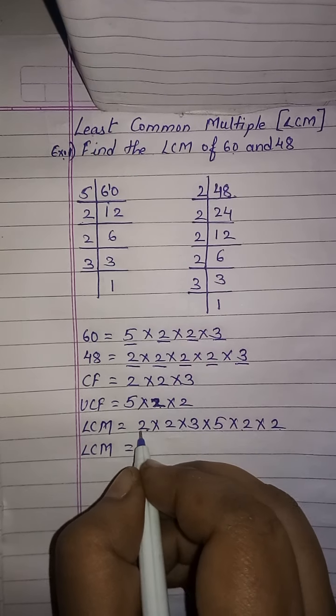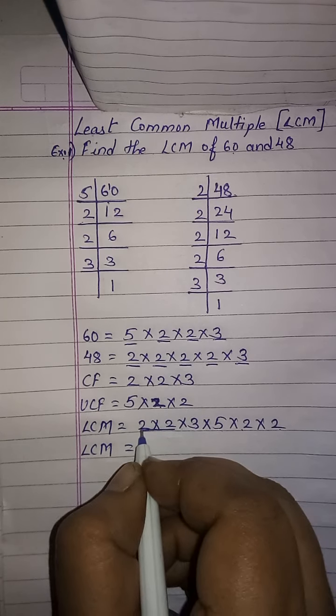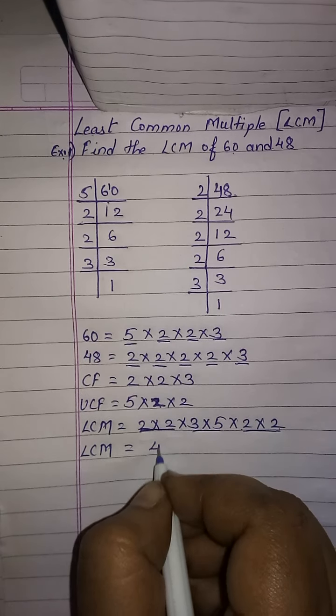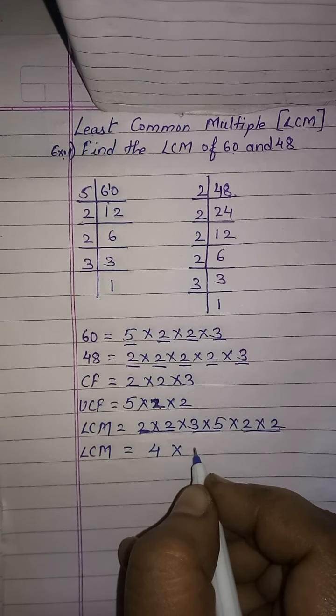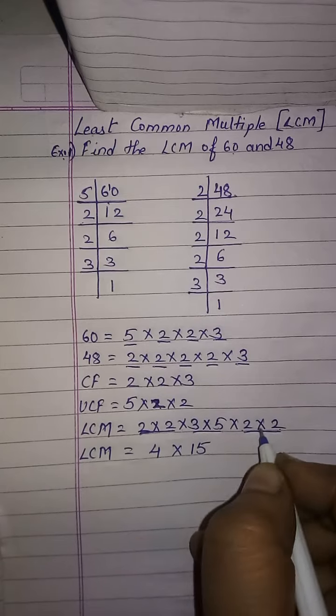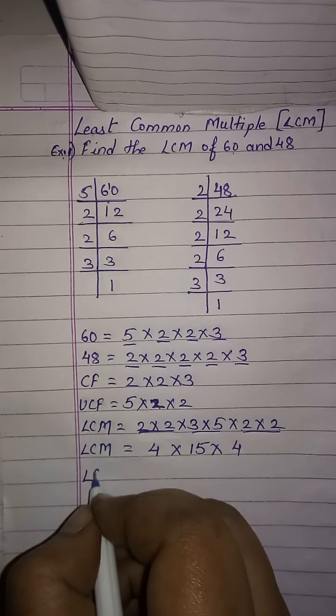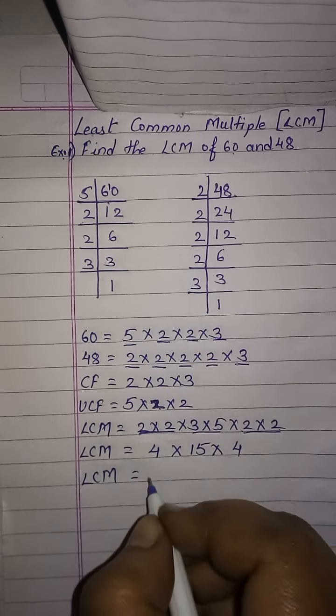So LCM is equal to, we have to multiply both the numbers together. So 2 into 2 is 4, 3 5s are 15 and 2 2s are 4. So LCM is equal to 4.